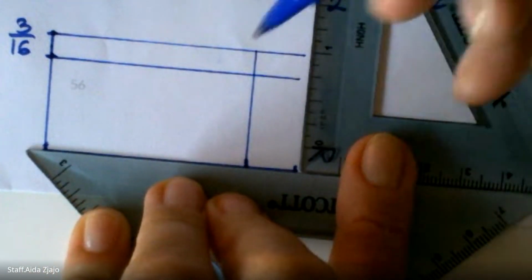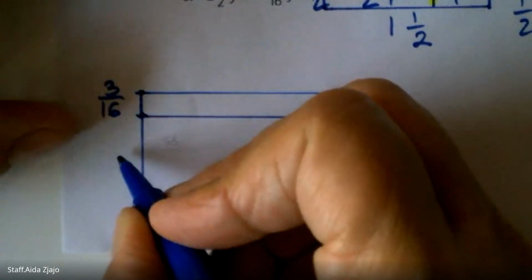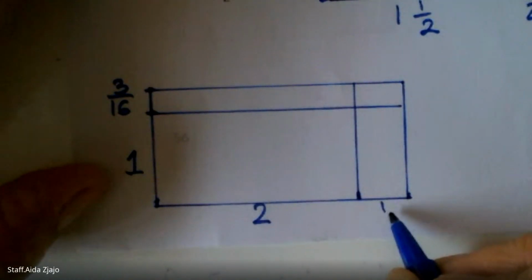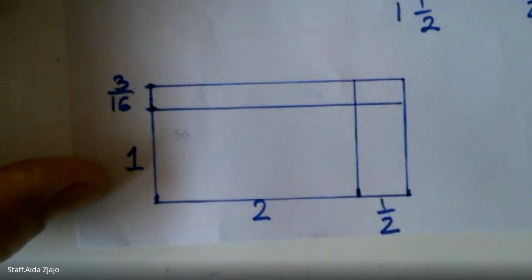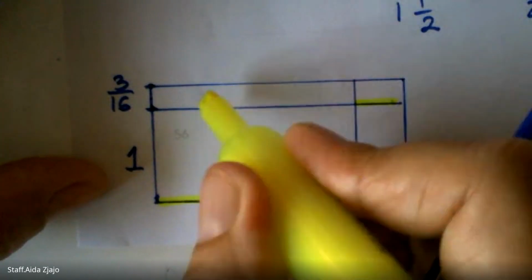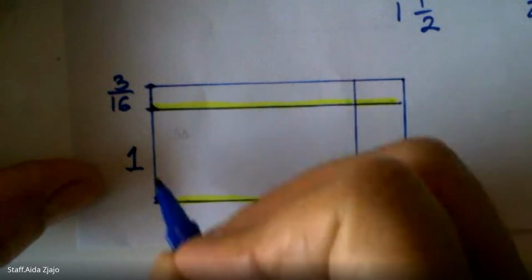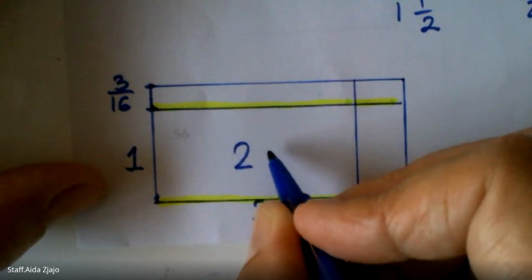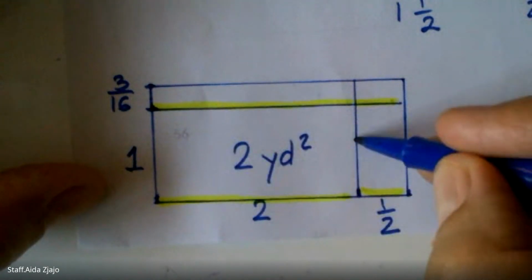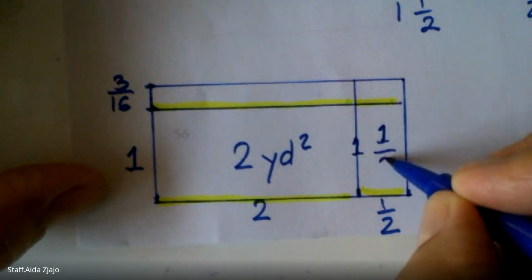There you go. Okay, so now label. This is 1, this is 2, and this is half. So if this is half, so is this. If this is 2, so is this. So this is 2 by 1, 2 times 1 is 2, and they are yard squared. And then here this is 1, so is this. So it's 1 times half is 1/2.